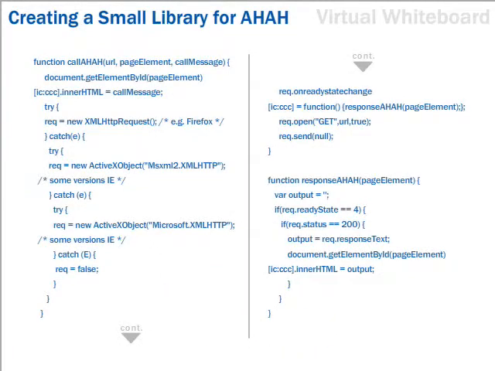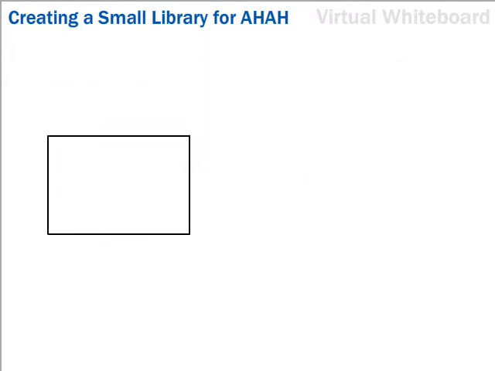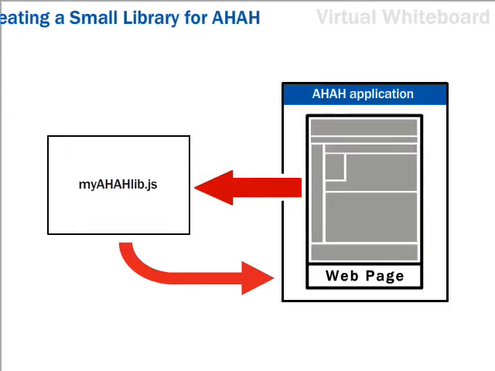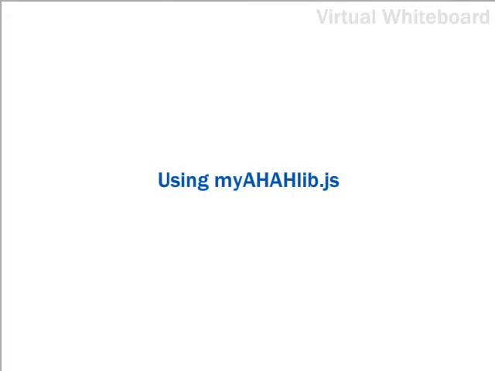The callback function response AHA carries out the specific task of applying the string returned in the response text property to the inner HTML property of the selected page element, page element. This code has been packaged into a file named myahalib.js, which you can call from an HTML page, thus making the functions available to your AHA application. The next section shows some examples of its use. You should be familiar with the concept of JavaScript functions being located in an external file that is referred to within a page.